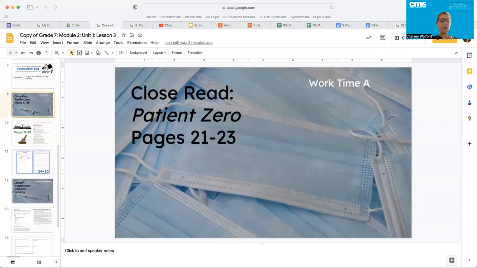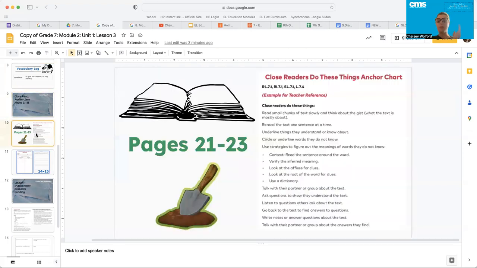All right, guys, so now we're going to move into a close read. You guys have already had an opportunity to do a first read of 21 through 23, but at this moment in time, I'm going to ask that we do it again. And this time, we're looking at this through a different lens. We're looking at this as a close reader. So we're rereading the text one sentence at a time, underlining things you understand or know about, circling or underlining words you don't know. Use strategies to figure out the meanings of words you don't know.